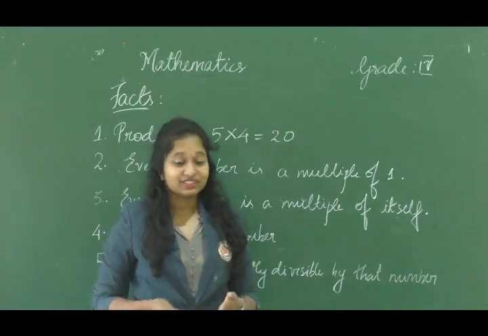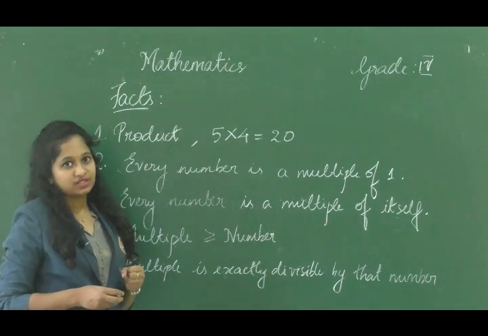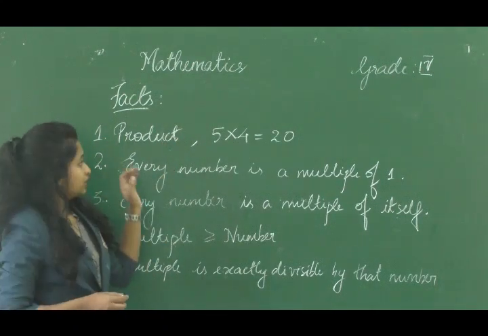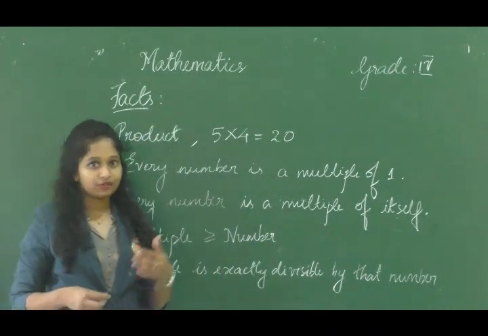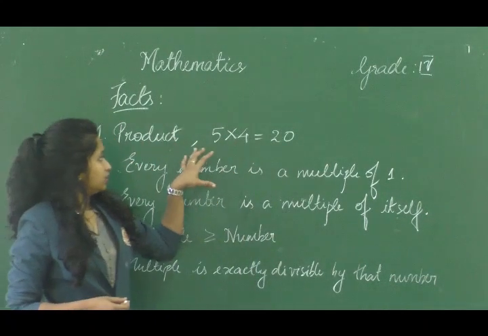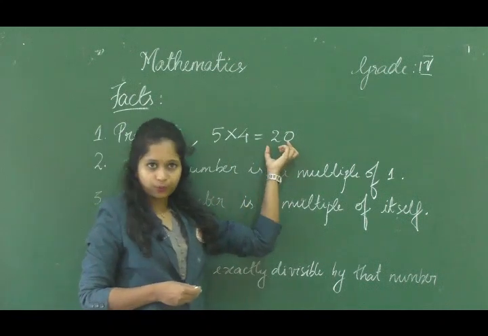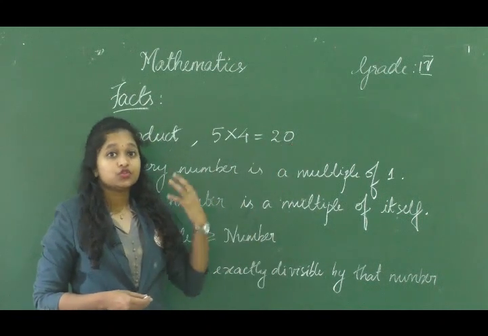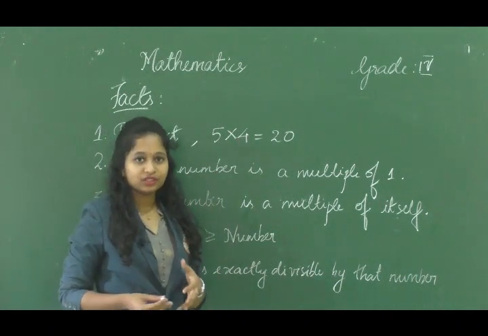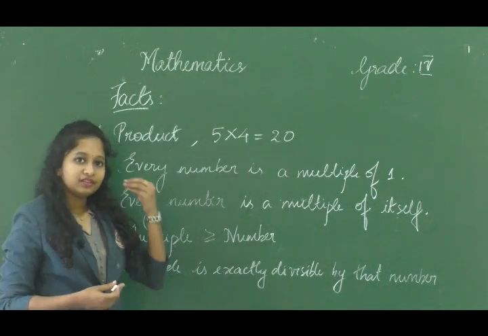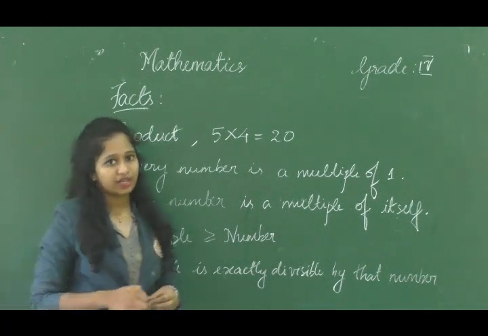Now let's learn some facts of multiples. First one is multiples are products of numbers. I've told you earlier. For example, 5 into 4 equal to 20. So here 20 is the product. So 20 is the multiple of 5 as well as 4. Take any example and the product would be the multiple of those numbers which are multiplied.